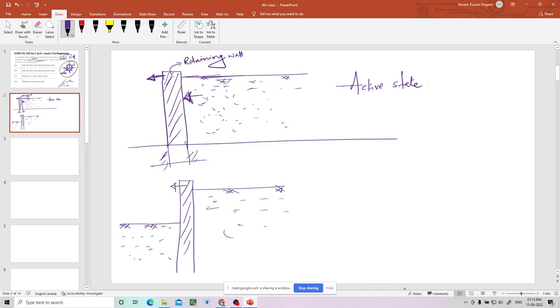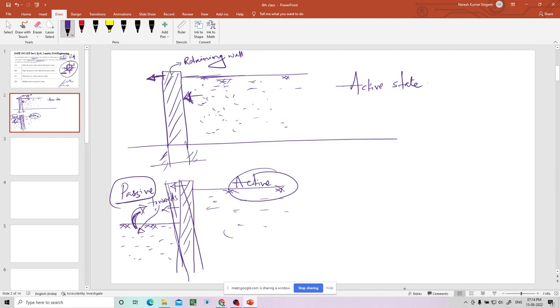Whenever this is moving in this direction, with respect to this soil, what is happening? This retaining wall is moving towards this soil. So let us draw this. Suppose the retaining wall is moving in this direction. Here it is going away from this soil as well as it is going towards this soil. This side is called passive state and this side is active state.